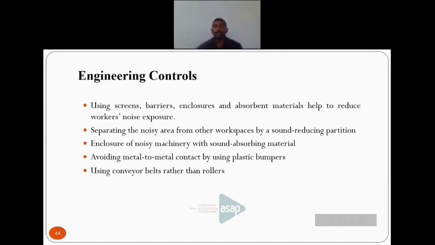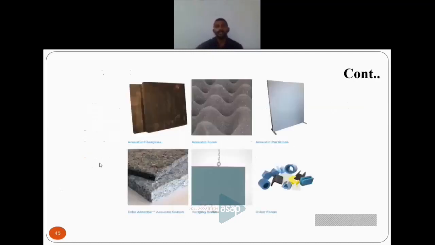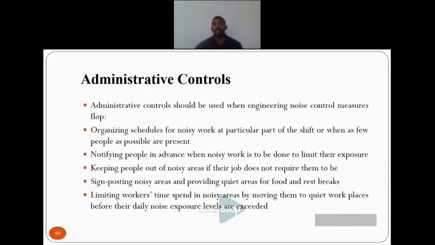Next, using conveyor belts rather than rollers. This is another engineering way, where we have to design in such a way that it works effectively. These are the engineering control measures. We can control noise with acoustic fiberglass, acoustic foam, acoustic partitions, just making a partition so that we can eliminate or reduce the noise. And next is the administrative control.